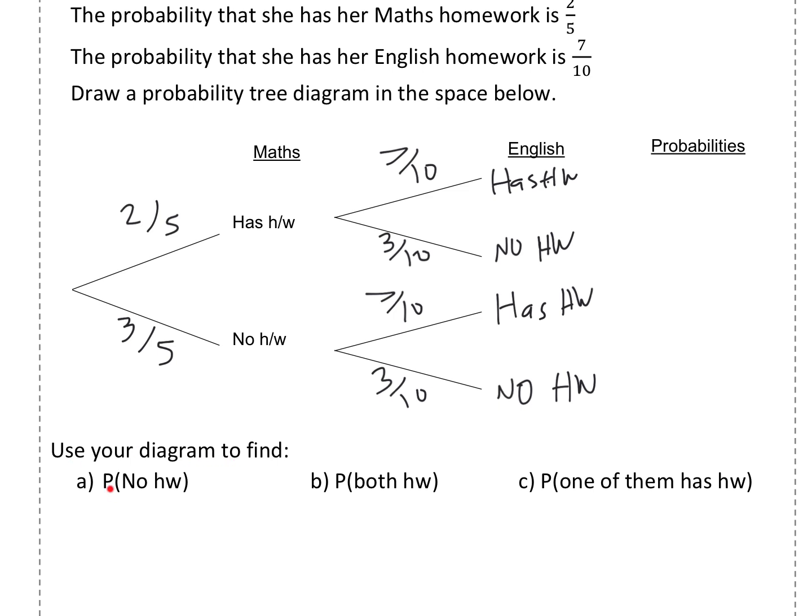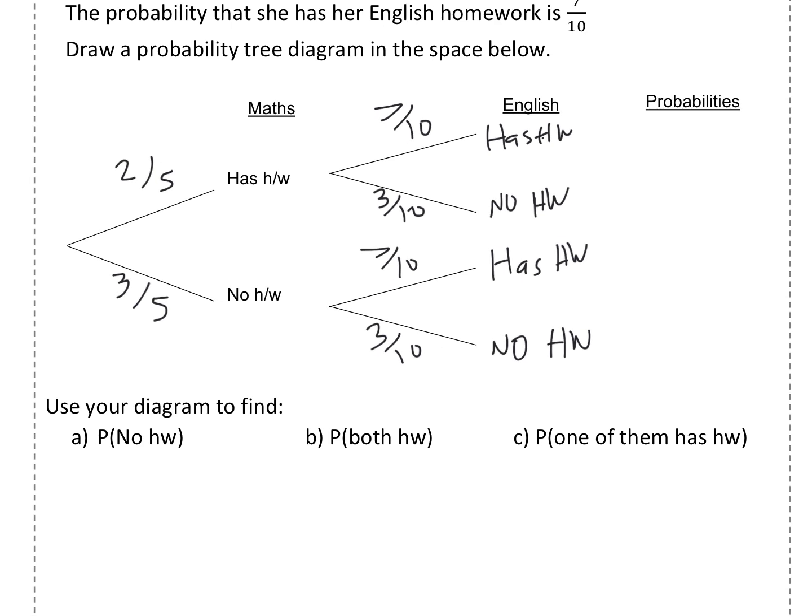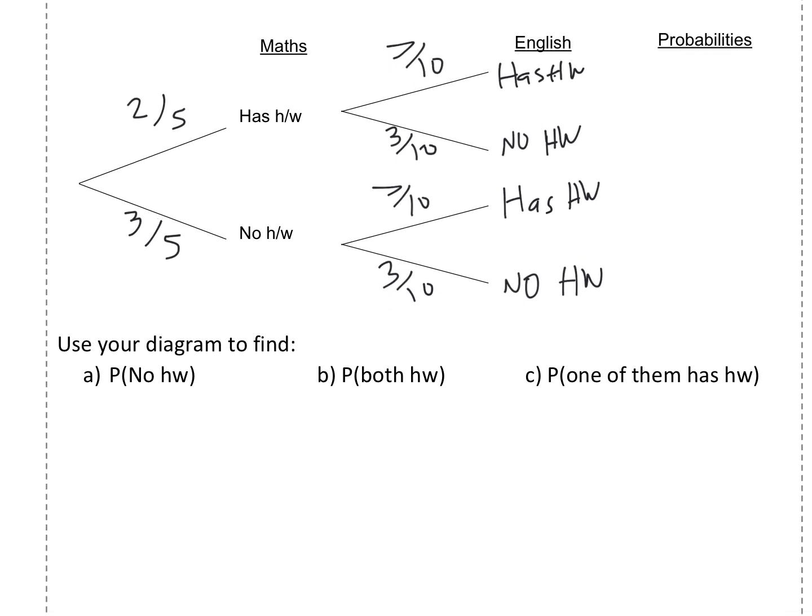Use your diagram to find the probability of no homework. So that no homework done is going to be that last option. So probability of no homework for the maths multiplied by probability of no homework for the English.